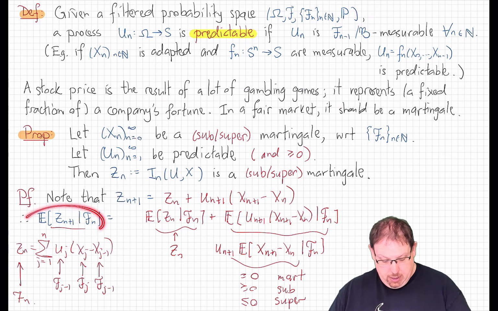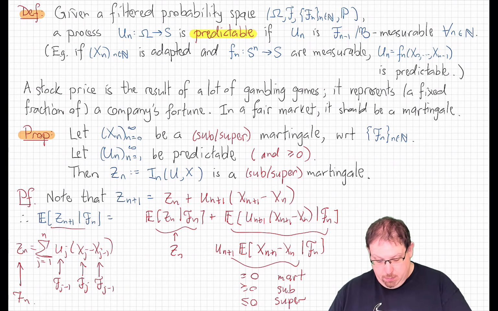Thus, this conditional expectation of Zn+1 given Fn is just Zn plus a term here which is either 0, greater than or equal to 0, or less than or equal to 0, which shows that Zn is a martingale, submartingale, or supermartingale accordingly, concluding the proof.